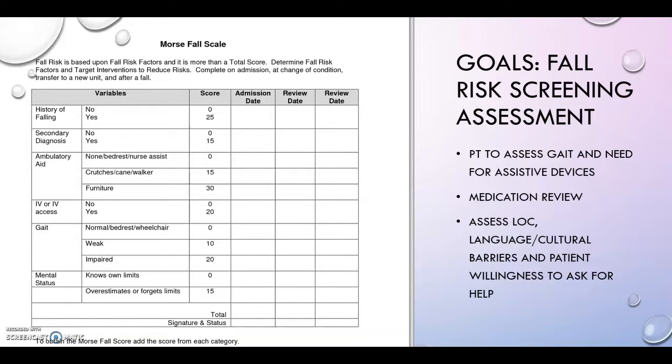Assess level of consciousness, willingness to call for help, and any language or cultural barriers. This is an example of the Morse Fall Scale, which has a history of falling, secondary diagnosis, ambulatory aids, if the patient has any IV access, how their gait is, and mental status. And this is just an example of a fall risk scale that some hospitals use.